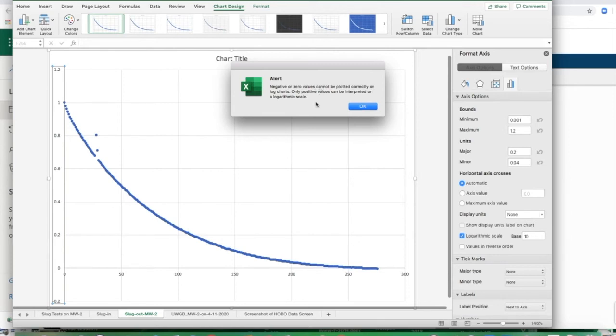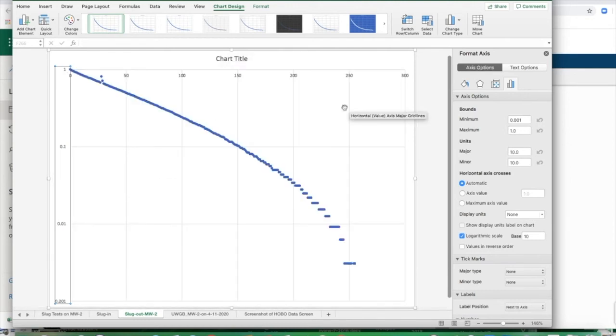What it means is I can't plot anything that's zero or negative on a logarithmic scale, because you can't take the log of zero or the log of a negative number. What that means is I need to truncate my data a little bit earlier so that I don't include anything that has a zero value. And that's okay, it's just not going to plot that.